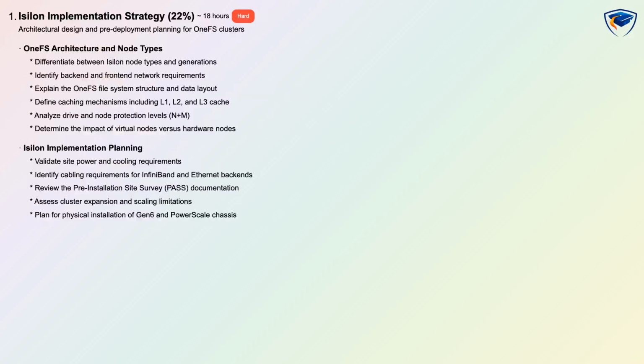The first domain, ISILN Implementation Strategy, focuses on architectural design and pre-deployment planning for 1FS clusters. In this domain, you'll learn about 1FS architecture and node types, where you'll differentiate between ISILN node types and generations, identify backend and frontend network requirements, explain the 1FS file system structure and data layout, define caching mechanisms, analyze drive and node protection levels, and determine the impact of virtual nodes versus hardware nodes.